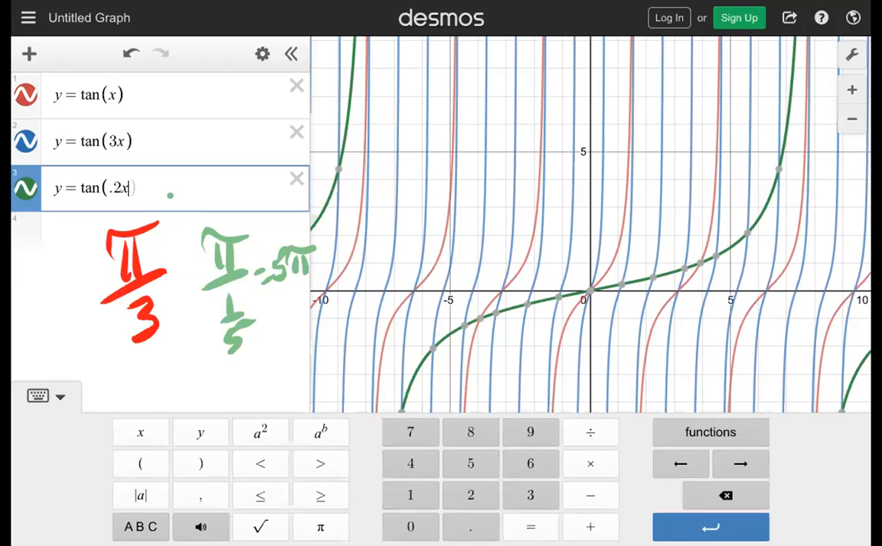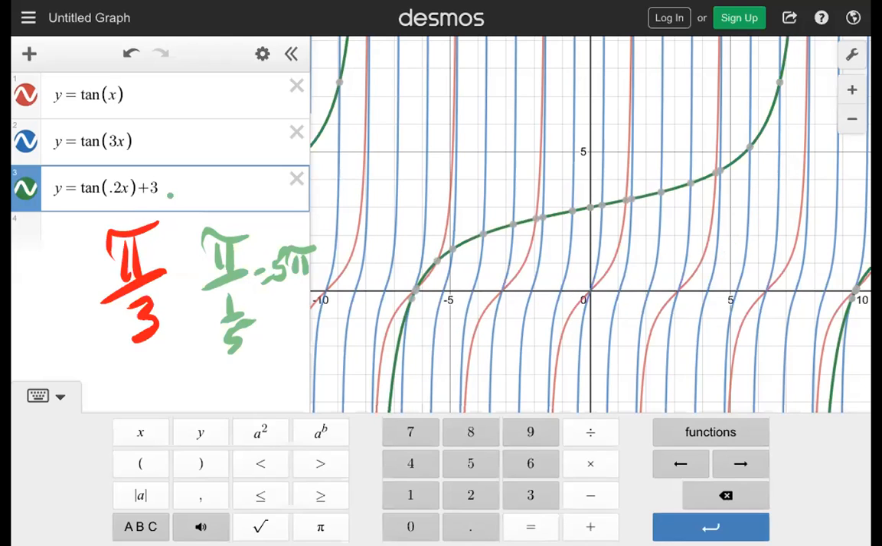All right, and what would this do? What if I did this? Did I just move it up? Yeah, I just moved it up. Let me get rid of that one.